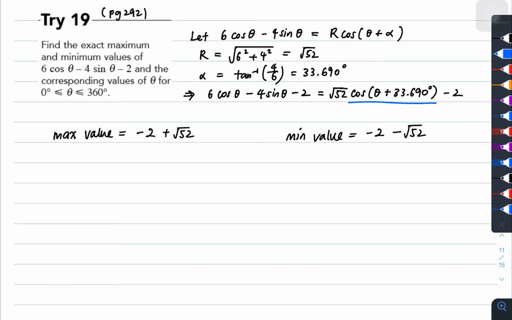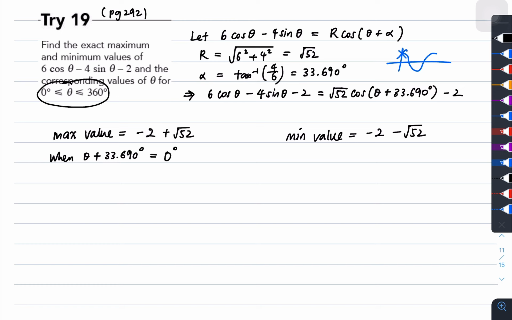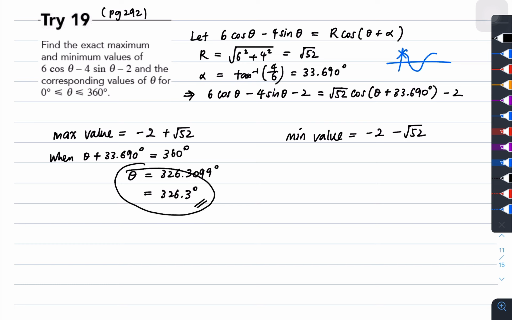For this one I will need to refer to my cosine graph. Based on the cosine graph, when is it a maximum? It is when the angle is 0 degrees. So I'm looking for 0 degrees. The angle inside the cosine function, theta plus 33.690, is going to be equal to 0 degrees, but theta will be negative 33 degrees. So I cannot take this angle, so instead I will need to take 360 degrees. My theta is going to be 360 minus this answer, so this will be 326.3099, which is 326.3 degrees. So when theta is 326.3 degrees, the maximum value will be this.